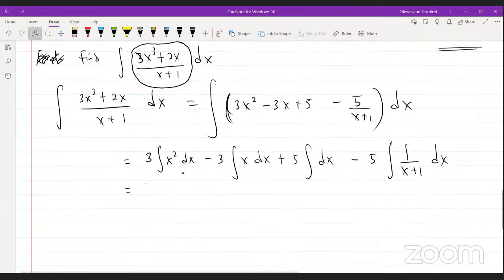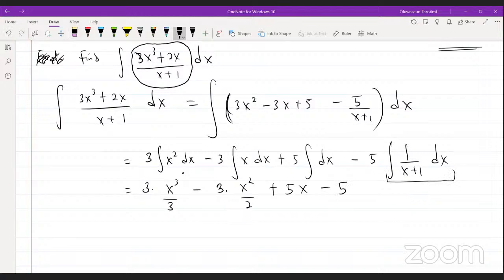If you integrate this guy, you have 3 times x cubed over 3. Minus 3 times, if you integrate this guy, x squared over 2. Plus, if you integrate this guy, you just have x. Minus 5. Now, if you integrate this guy, what does it give, guys? Think about it. You have x plus 1 on the bottom. If you differentiate x plus 1, it gives you 1, so I'm just going to write ln of the bottom.